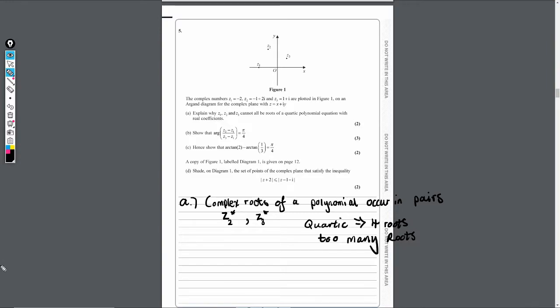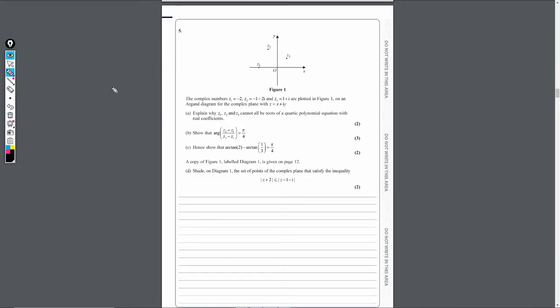For part B, we've got a little bit here. So what I'm going to do, I'm just going to clear part A just to make sure I've got enough room for part B. So we've got to show that the argument of Z2 minus Z1 over Z3 minus Z1 is equal to pi over 4. Okay, so let's work these out individually.